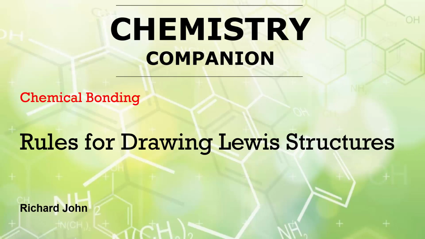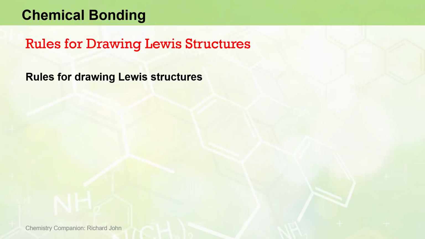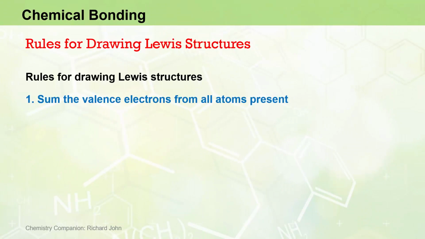In this video, we look at a systematic way of drawing complex Lewis structures by following a set of 5 rules or 5 steps that we should take. The first of these steps is to sum the valence electrons from all atoms present in the molecular formula.